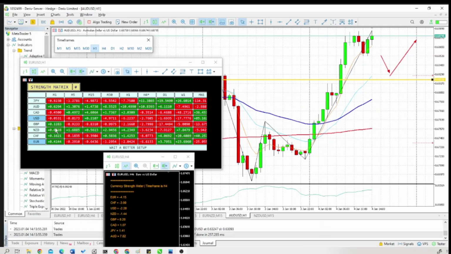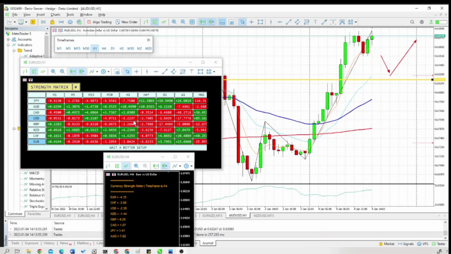So I realized that the AUD was strong in the H1. See, this is H1 time frame. The AUD was very, very strong. Can you see? The AUD was strong. And the USD, here is the USD. The USD was weak. The AUD is green, USD is red, which means I'm pairing the strongest with the weakest. Then I'll find a specific entry.